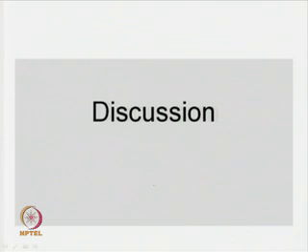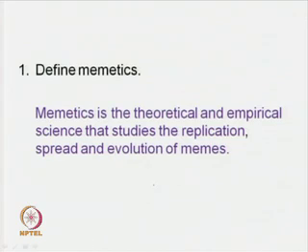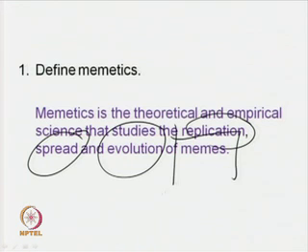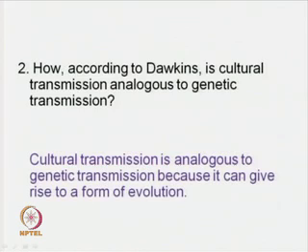Fine. So, we will now go into the discussion. And if you get a question like define memetics, we then say after Richard Dawkins that memetics is a theoretical and empirical science that studies the replication, spread and evolution of something known as memes, and then we go on to explain that memes may be defined as units of cultural transmission. Then second question, how according to Dawkins is cultural transmission analogous to genetic transmission?